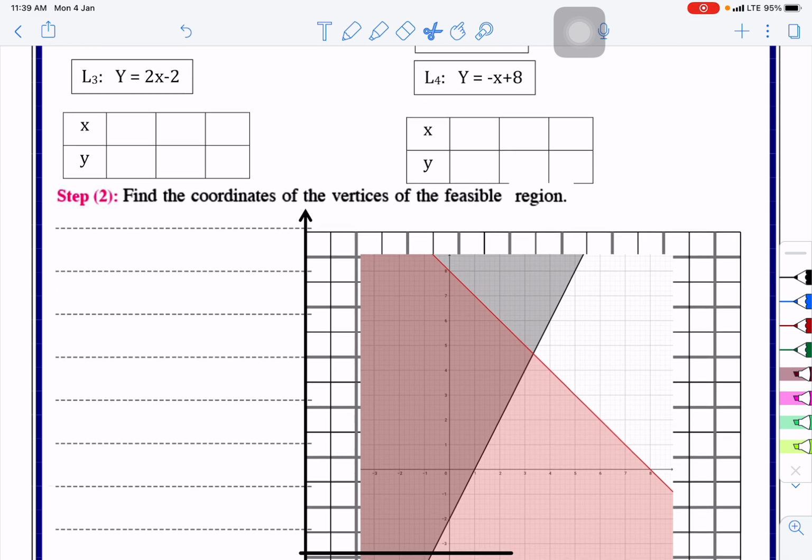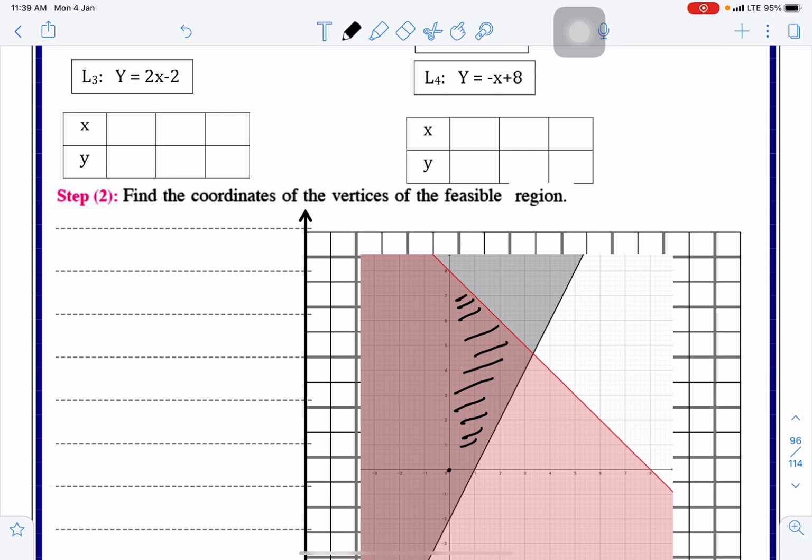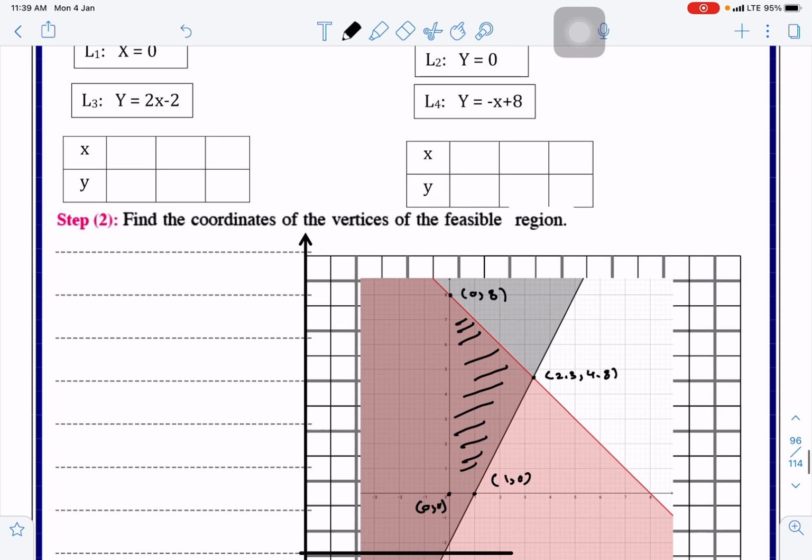The inequalities intersect at the common part between the positive direction of the x-axis and y-axis here. The points of intersection are 0, 0, and 1, 0, and 2.3, 4.8 approximately, and 0, 8. From these points, we can find the maximum and the minimum value.